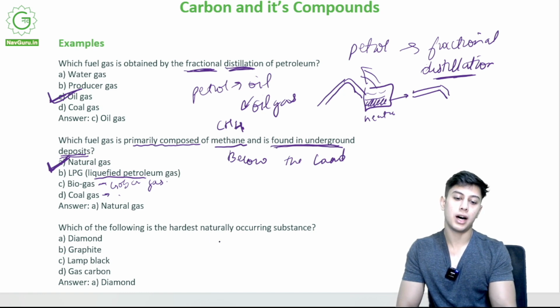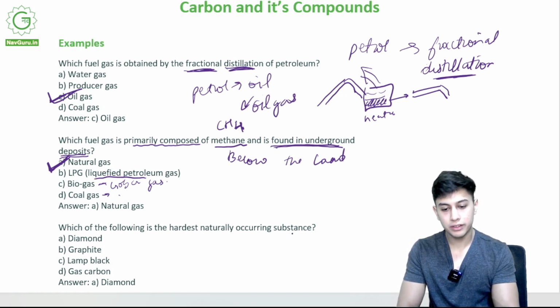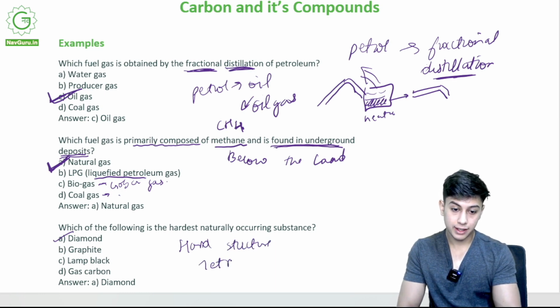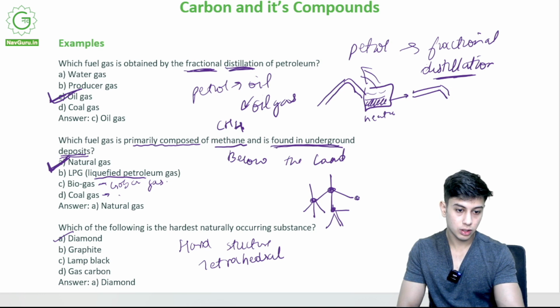Which of the following is the hardest naturally occurring substance? Everyone knows it by now. Diamond. Why? Because it has a hard structure that was tetrahedral. Alright, remember its structure. Each carbon is attached to four other carbons. At each end there will be a carbon. Okay, so a tetrahedral structure.